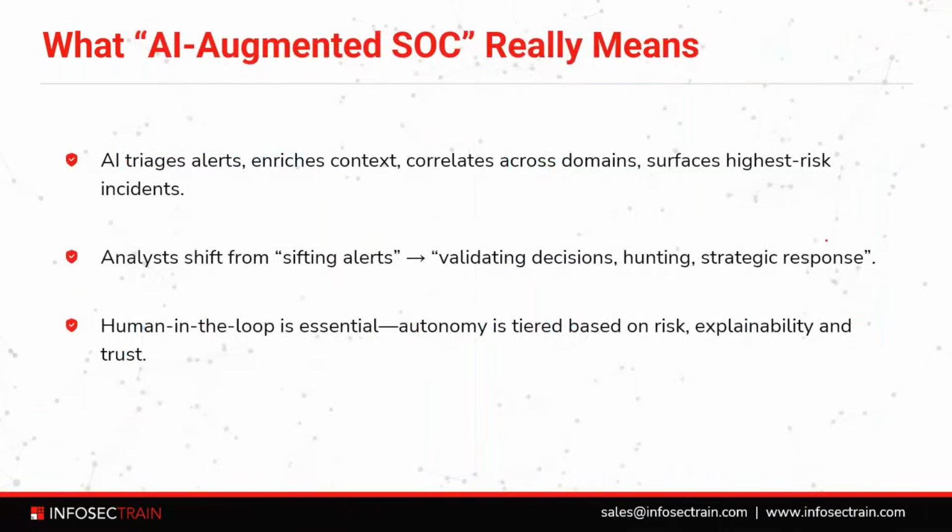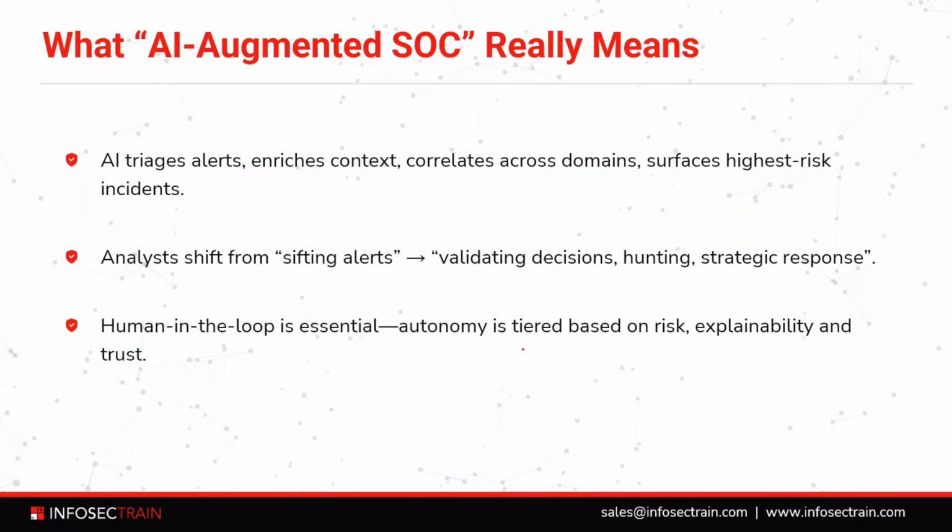So these are some of the things: how AI triages alerts, enriches context, and correlates across the domains. All your attack surfaces, you can monitor them in a better manner. You can monitor the attacks on them. The AI models will help you triage them. Okay, you can see human in the loop is essential for some of the activities.